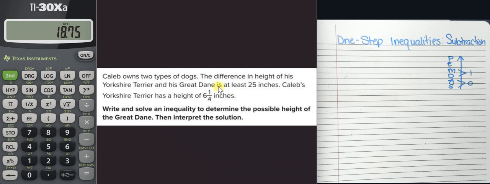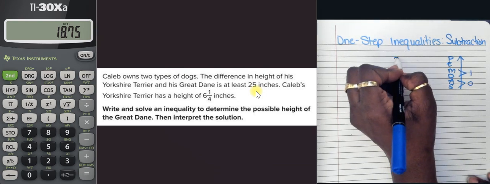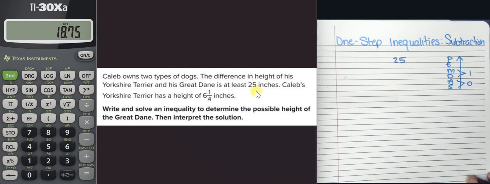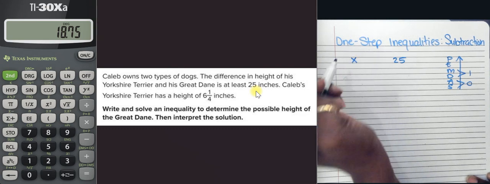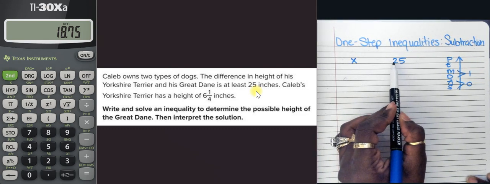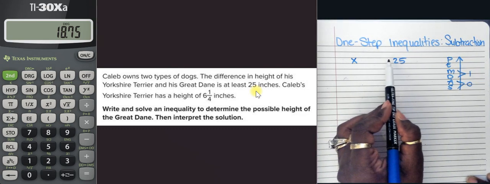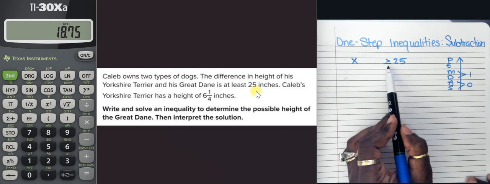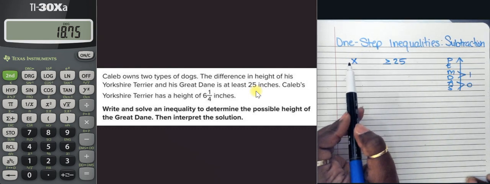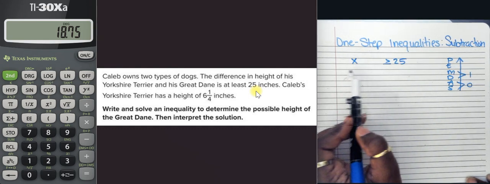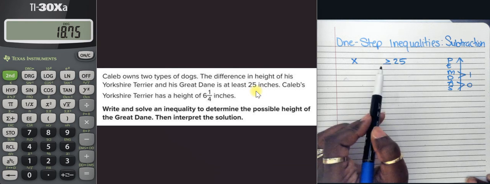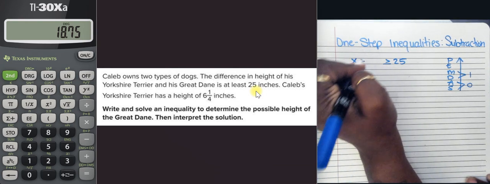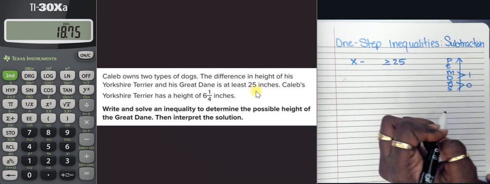So we know that the difference between the two dogs is going to be at least 25 inches. So what that means is that 25 is going to go on one side of the inequality, and x, whatever that value may be, the difference between the two dogs, has to be at least 25 inches. At least, which means that it could also be equal to, right? So we're going to say the size of the Great Dane minus the size of the Yorkshire Terrier, which is 6 1/4 inches.